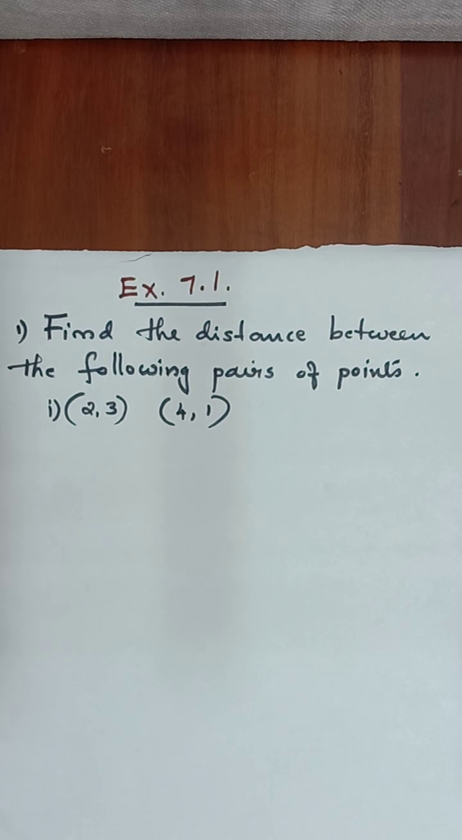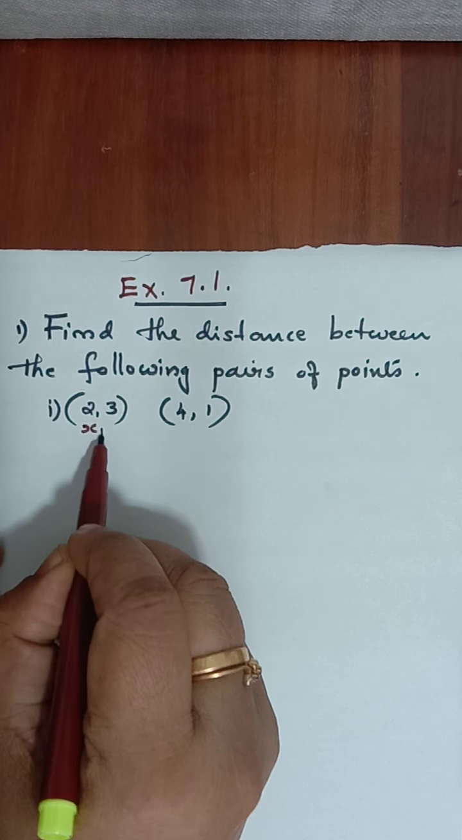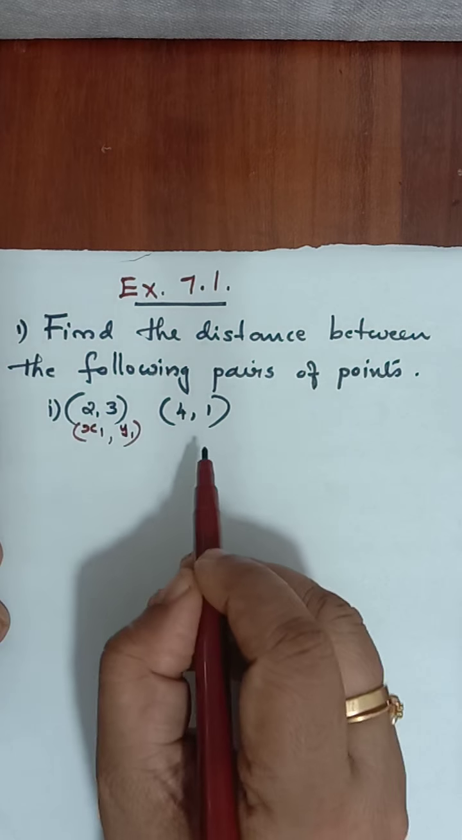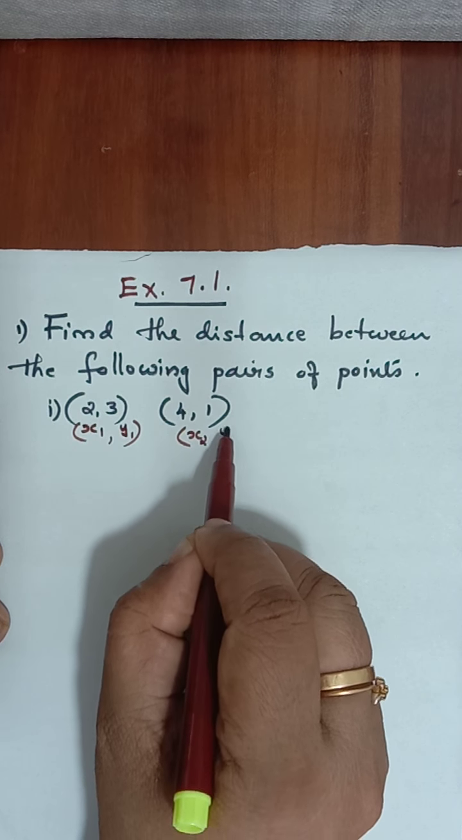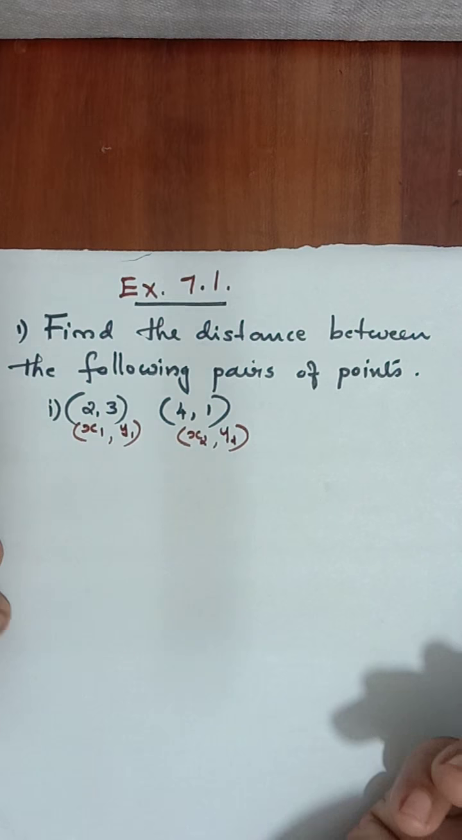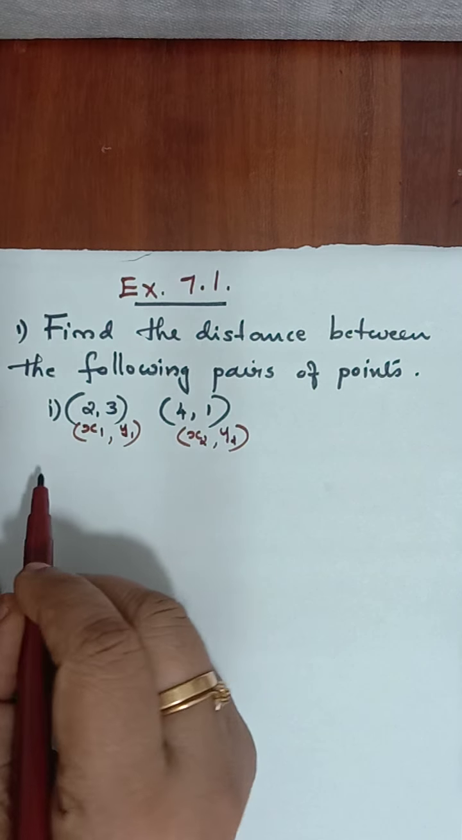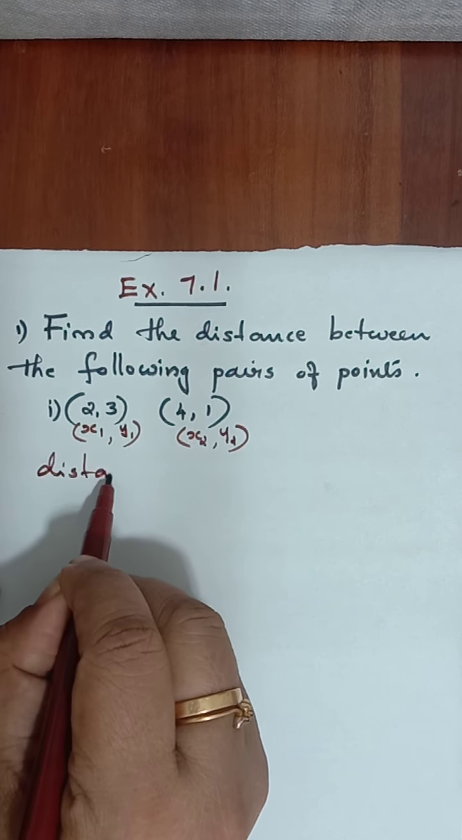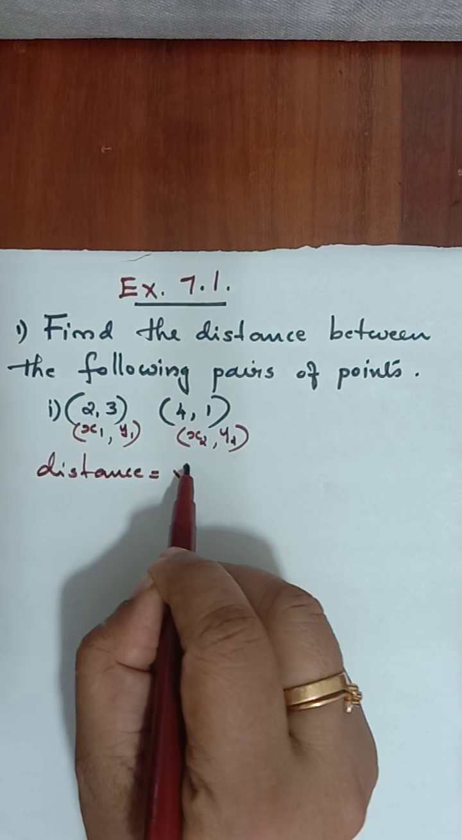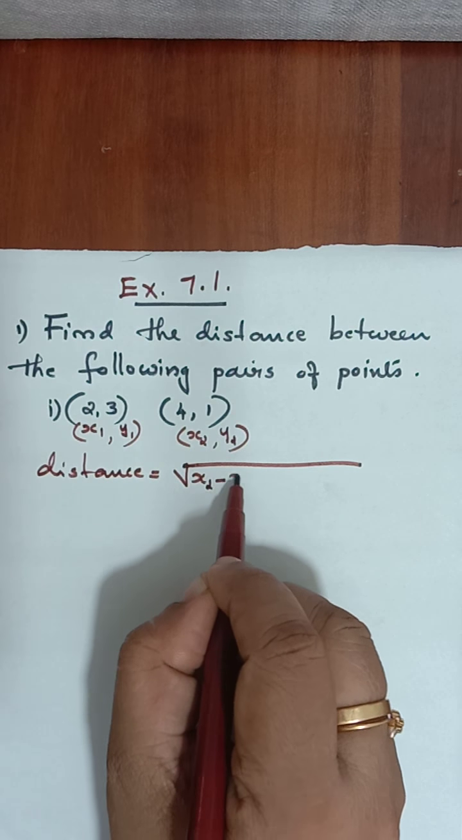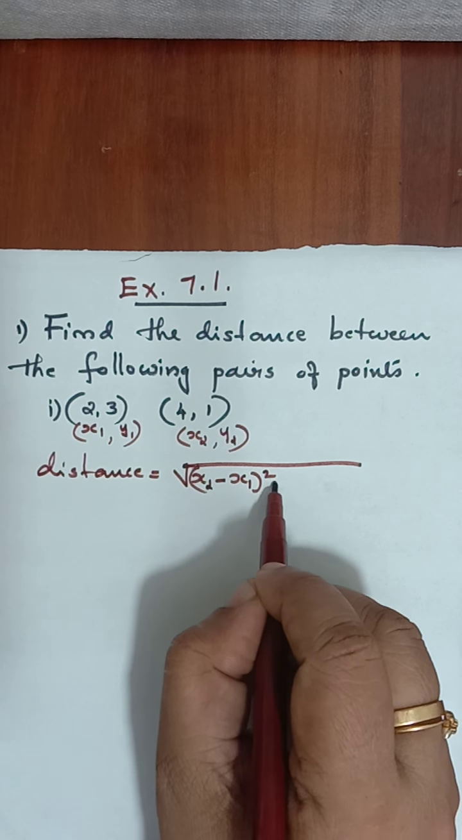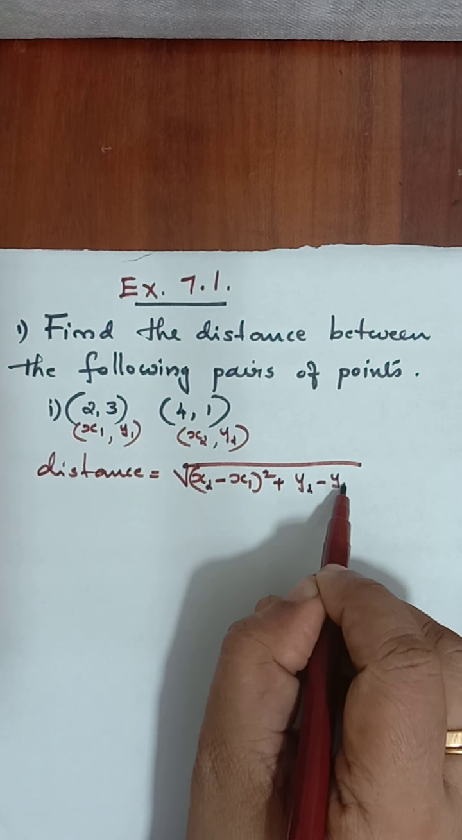Here we have a simple question. We start with exercise 7.1. First question, find the distance between the following pairs of points. First question, 2, 3, 4, 1. Let us mark it as x1, y1. They are our coordinate. Second point is having coordinate x2, y2. So let us consider the distance. Distance is equal to, what is the formula? Square root of x2 minus x1 whole square plus y2 minus y1 whole square.